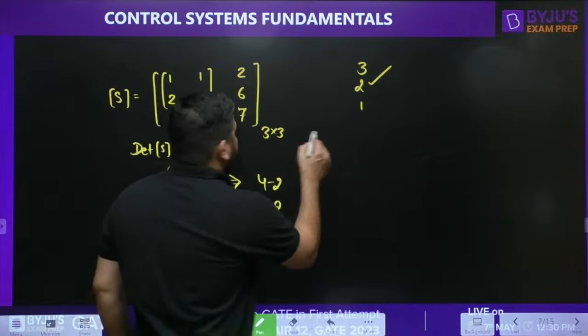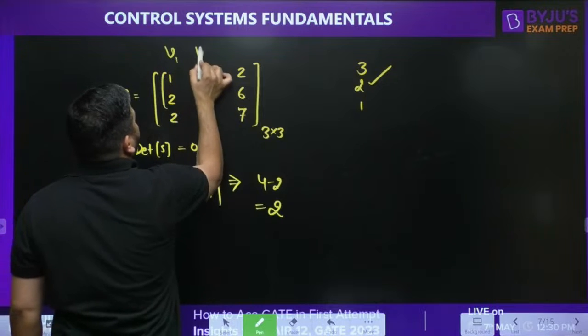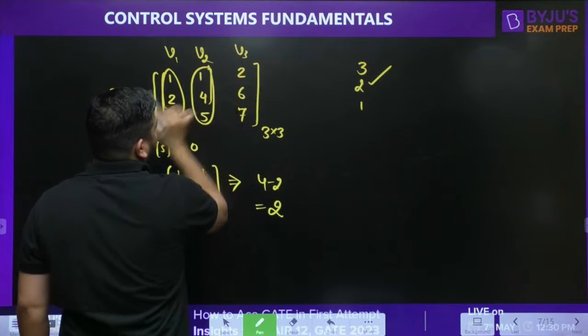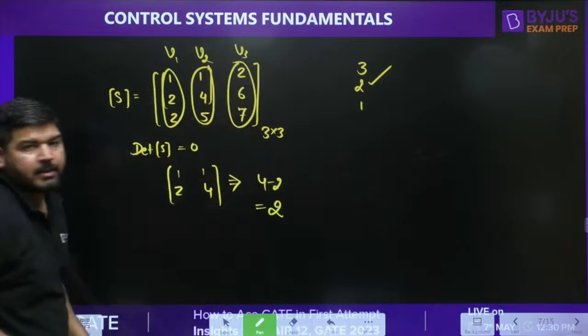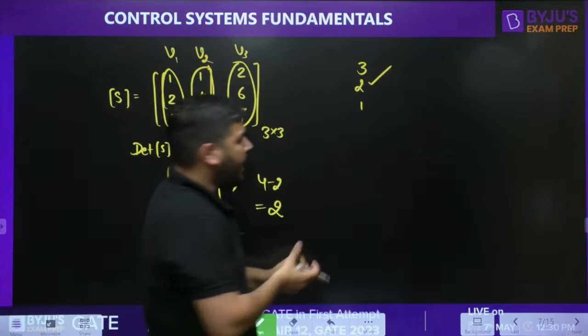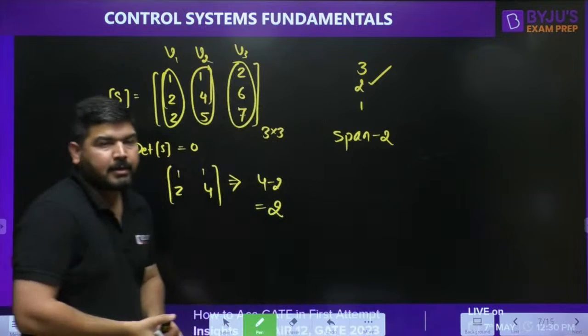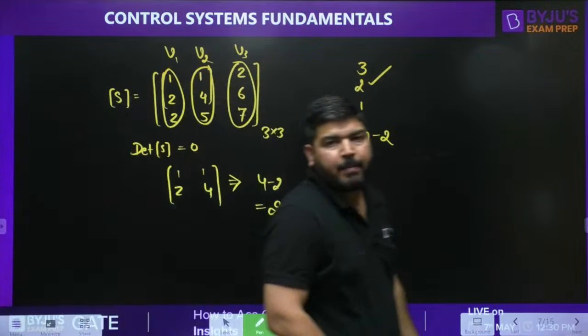It means the span. Let's say this is the vector v1, this is vector v2, this is vector v3. This represents vector v1, this represents vector v2, and this represents vector v3. So there are 3 vectors, and the span is 2. So now you can say that these 3 vectors are linearly dependent.